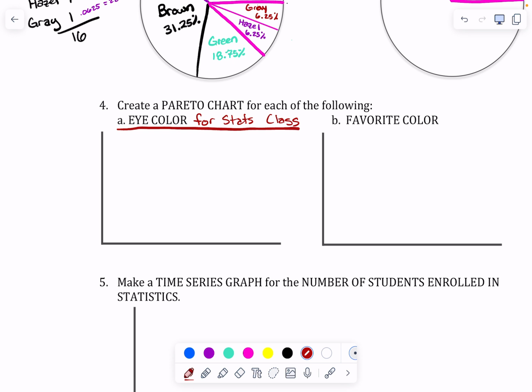Okay, let's label our axes. What goes down here on the bottom? Eye color. What goes here? Number of people, or number of students. We'll say number of people. You could put frequency if you want to on the side. Frequency means how many there are.